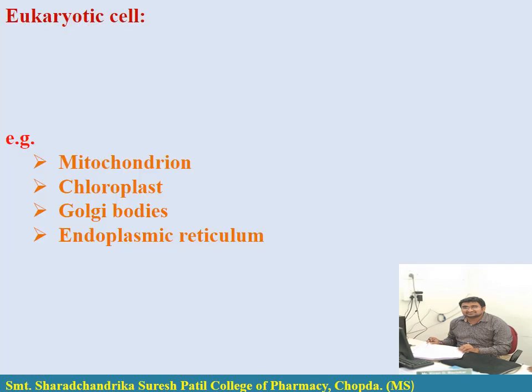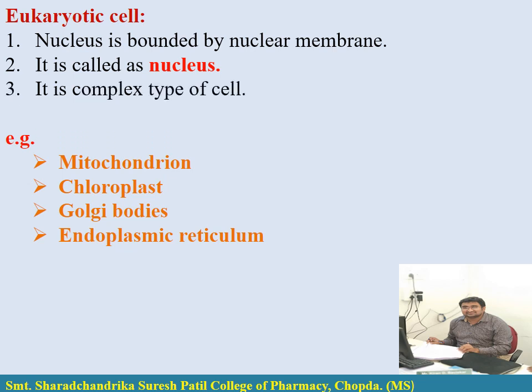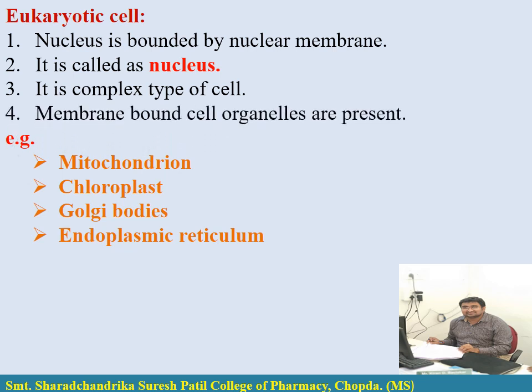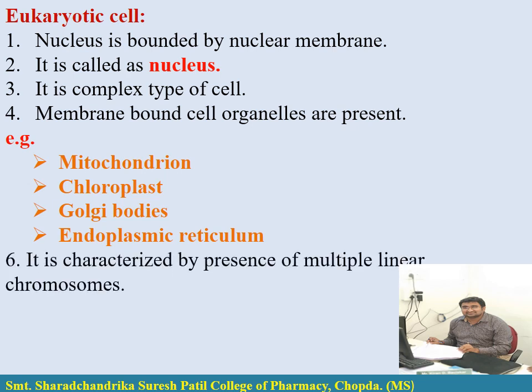Now, the eukaryotic cell. What are the properties of a eukaryotic type of cell? The first one: the nucleus of a eukaryotic cell is bounded by a nuclear membrane. The genetic material is well developed and separated from the cytoplasm, so it is called a nucleus. The eukaryotic cell is a complex type of cell as different cell organelles are present. Membrane-bound cell organelles are present in a eukaryotic cell, like mitochondria, chloroplast, endoplasmic reticulum, Golgi bodies. In a eukaryotic cell, multiple linear chromosomes are present.